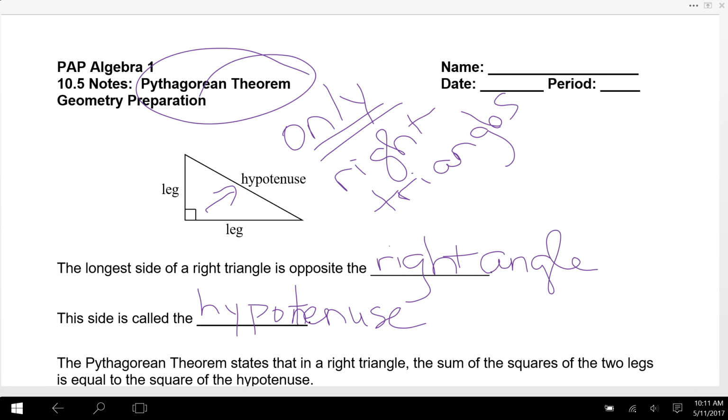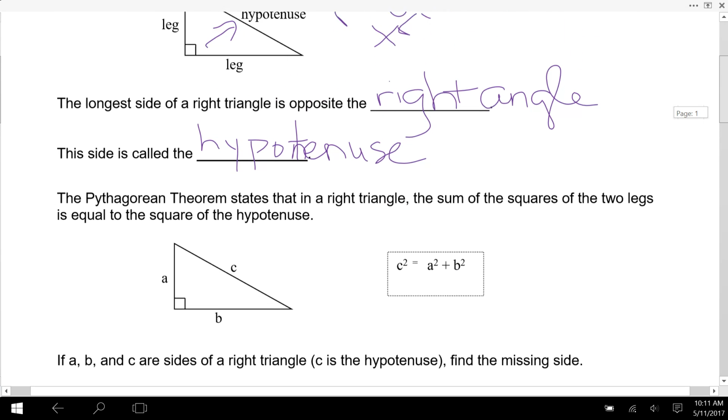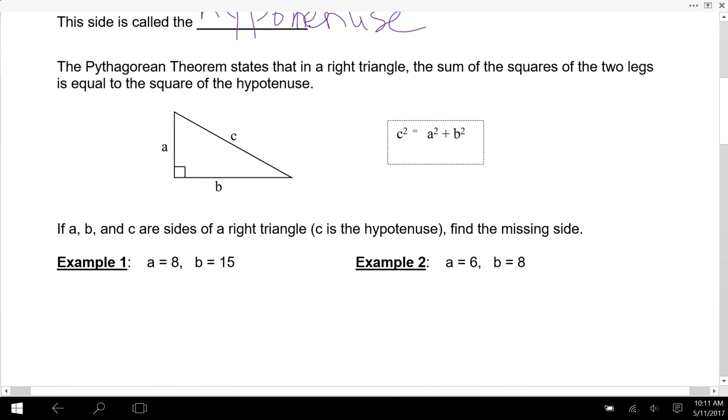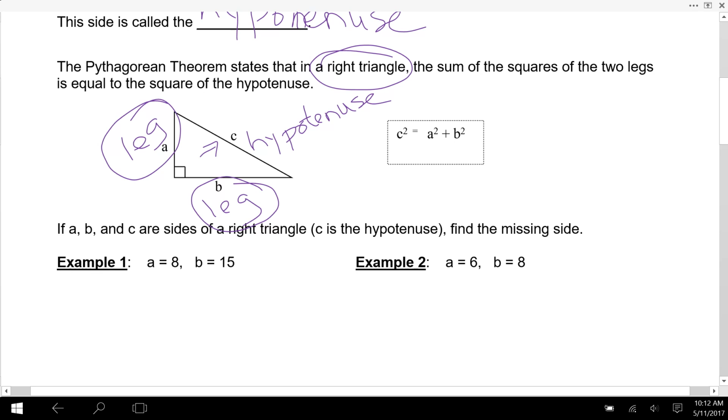Okay, so the Pythagorean theorem is that in a right triangle only, the sum of the squares of the two legs, here's my leg, and here's my leg, and what's this one called? The hypotenuse. Okay, so I should be able to square each leg and add them together, and I should get the square of the hypotenuse. So we're always going to have A and B be the legs, C is always going to be the hypotenuse for these examples.